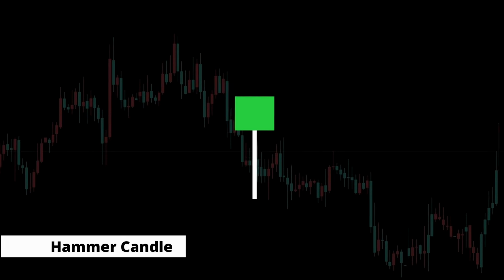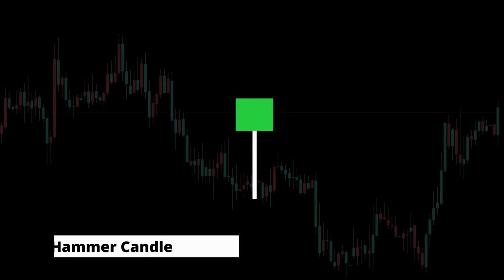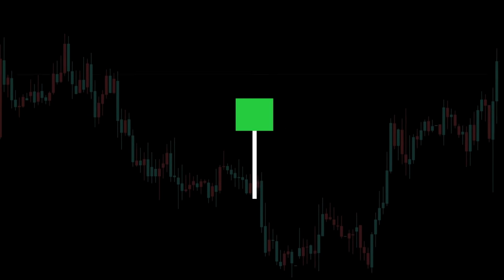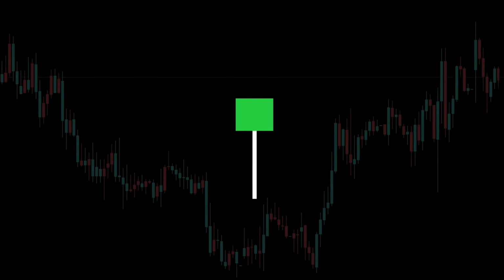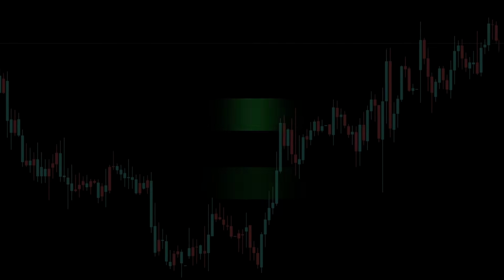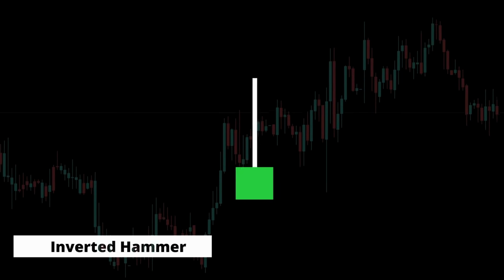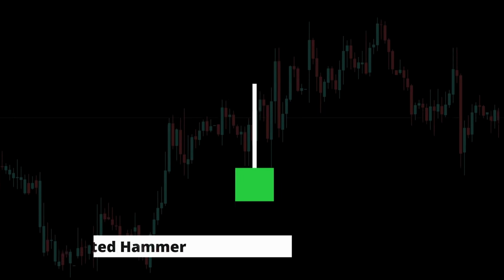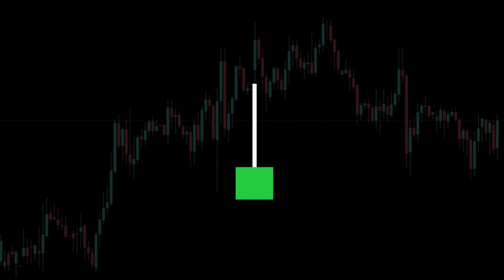Hammer. A small body and a long shadow below. Its shape resembles a hammer. Sellers tried to push the price down, but buyers absorbed the pressure and brought it back up. Inverted hammer. A long shadow loomed above, and a small body was present. Buyers eventually prevailed after a significant struggle with the determined sellers.